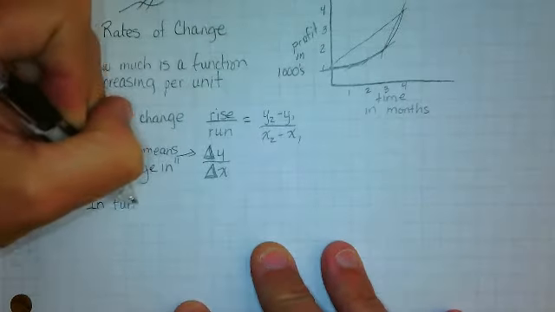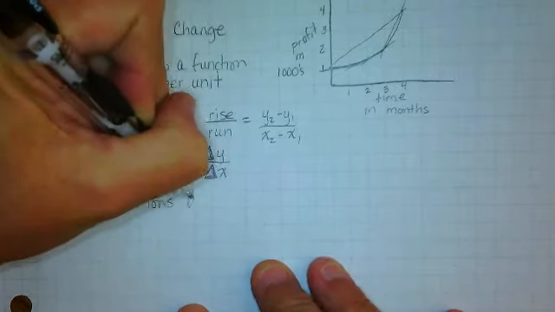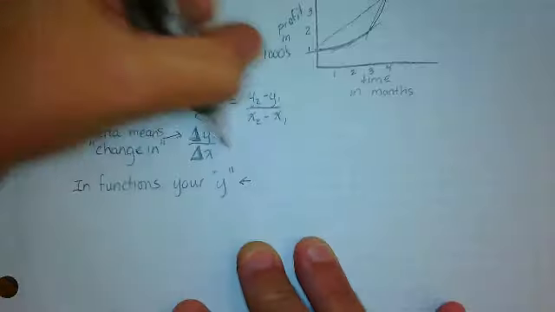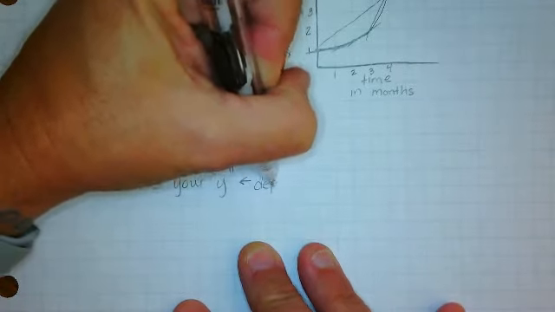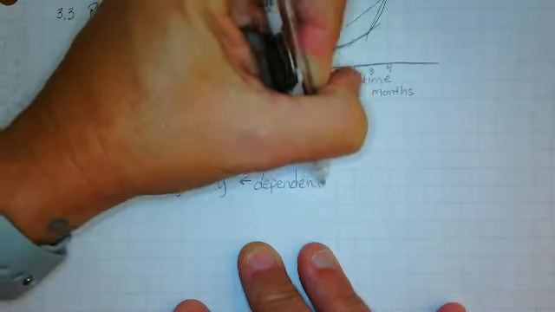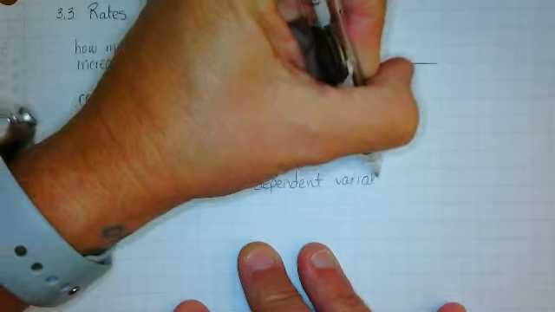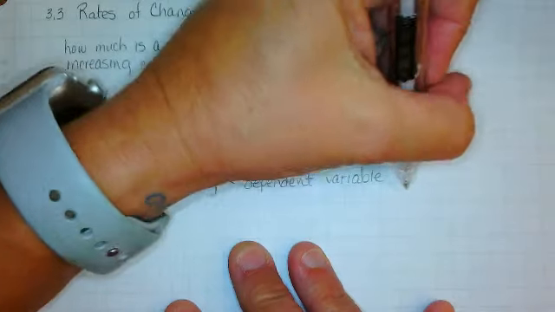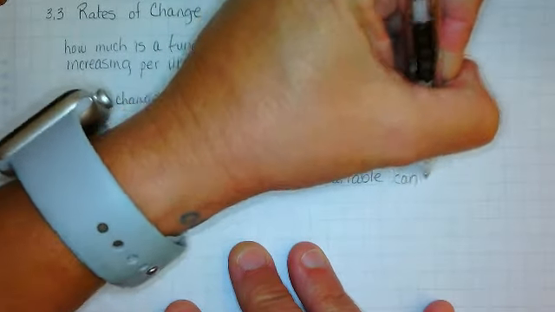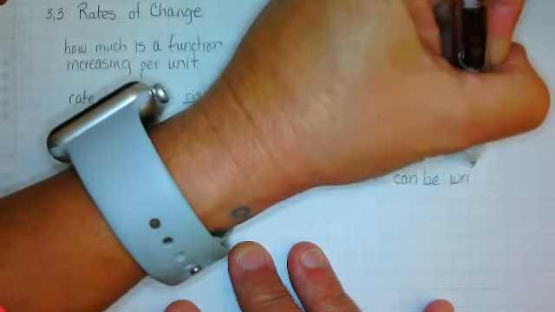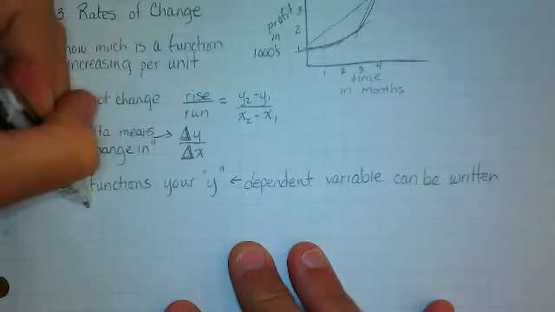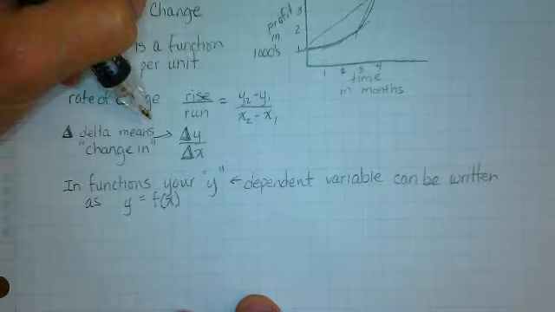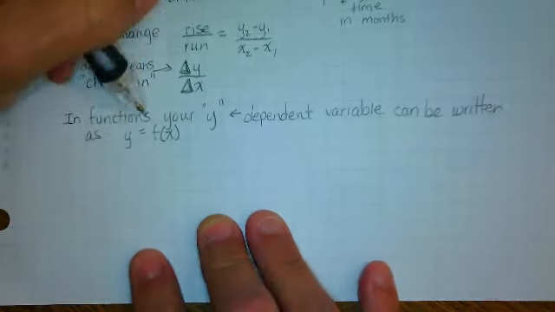So, okay, now in functions, your y, which is also your dependent variable, in my above graph I sketched, it would have been the profit. The dependent variable can be written as f of x.